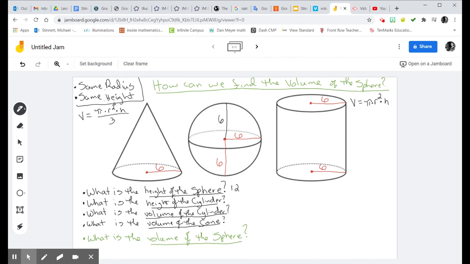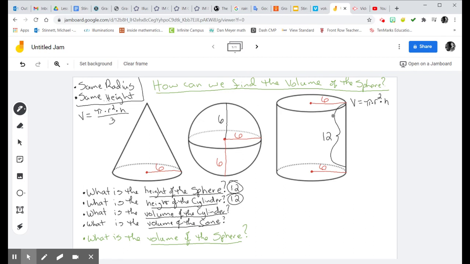And then our next question is, what is the height of the cylinder? Well, all these are the same height. So if the sphere is 12, then guess what? The cylinder also has to be 12. Right? They're both the same height, so they have to both be 12 high, okay? And then the third question says, what is the volume of the cylinder?